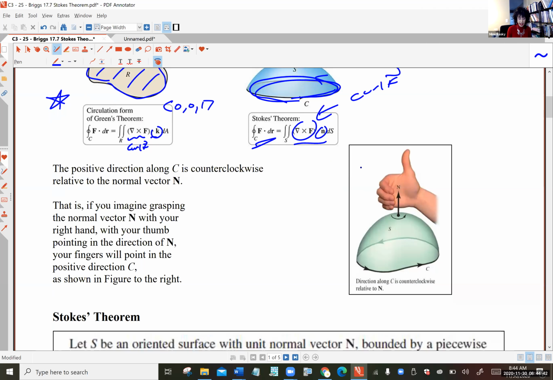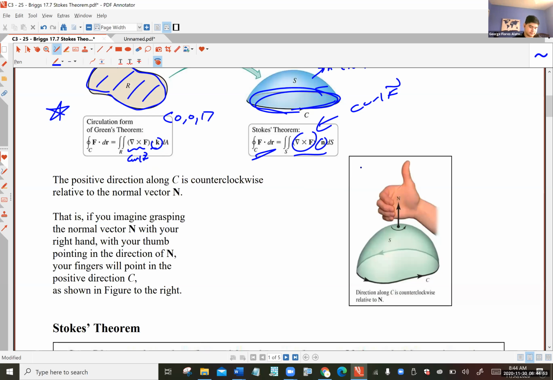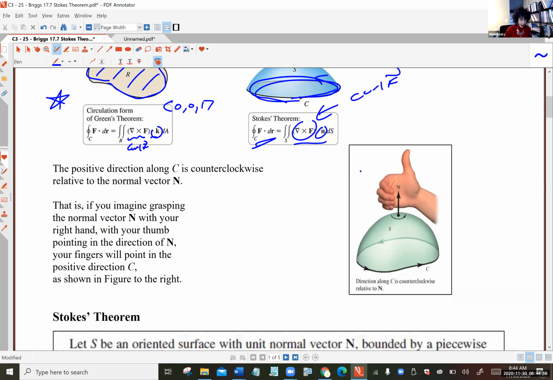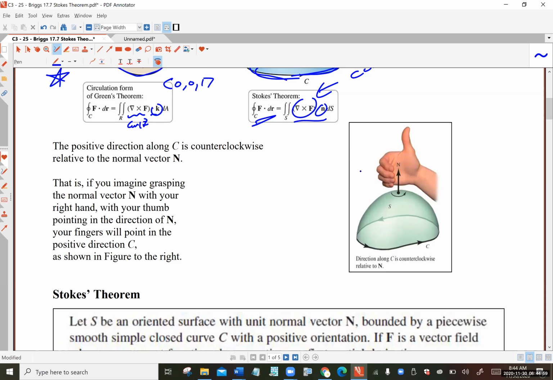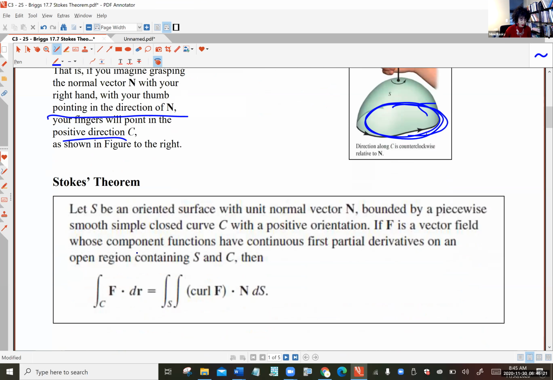Okay, so here's the right-hand rule. So physics folks, here you go. You remember the right-hand rule when we took cross product? Well, we use the right-hand rule again, not for doing a cross product, but for figuring out the direction that your unit normal vector is. So when you circle your fingers around the curve, which is sort of the border of the surface, then stick your thumb up, and your thumb is pointing in the direction of N, okay? And your fingers are pointing in the direction of positive direction for C as shown in the figure, okay?